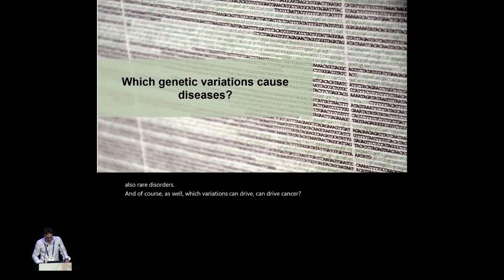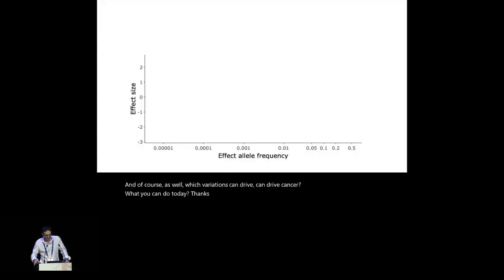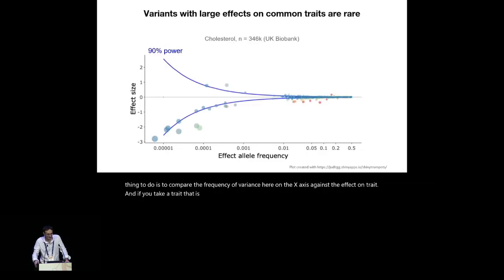What you can do today, thanks to large biobanks, is perhaps the most simple thing to do: compare the frequency of variants here on the x-axis against their effect on traits. And if you take a trait that has any relevance to health, such as cholesterol, you typically see a trend like this. So on the right-hand side, some common variants associate with health-relevant traits, but often with a very small effect.